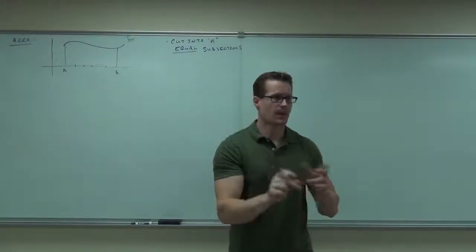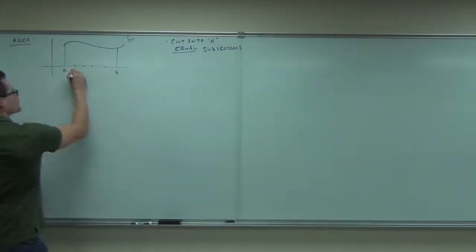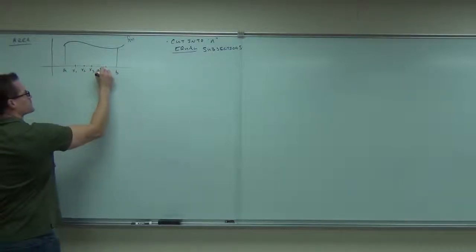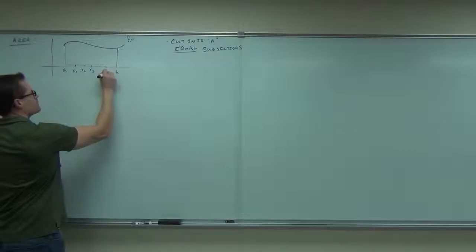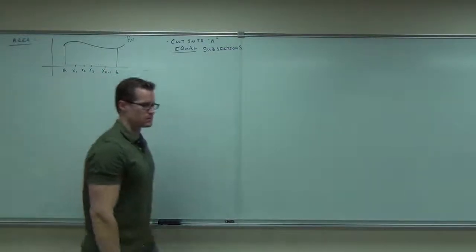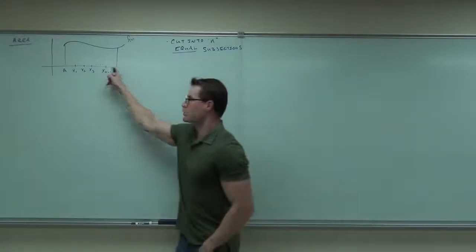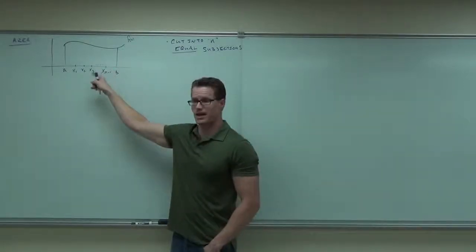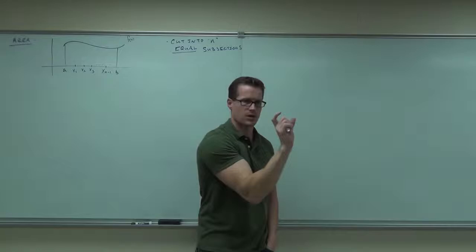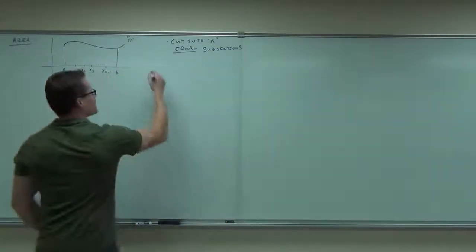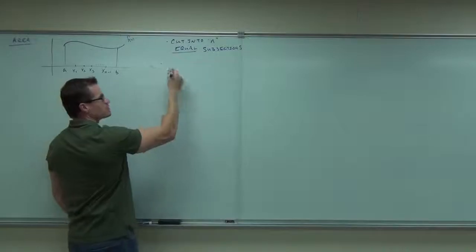You got the idea? This one will be our first cut, x sub 1, then x sub 2, then x sub 3, up to x sub n minus 1. Why n minus 1? Because the next one would be at b. That would be our last one. x sub n would be our last cut. My question is, can we find the width of each interval?